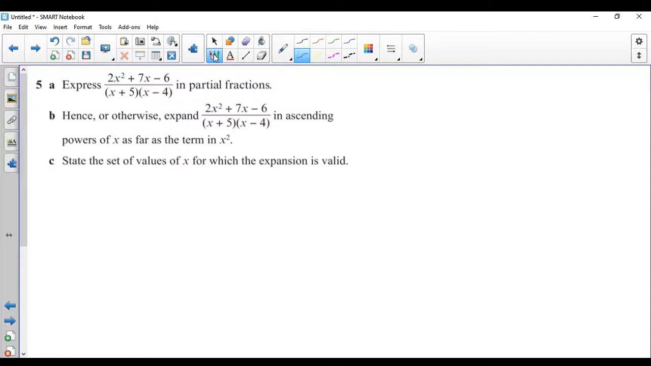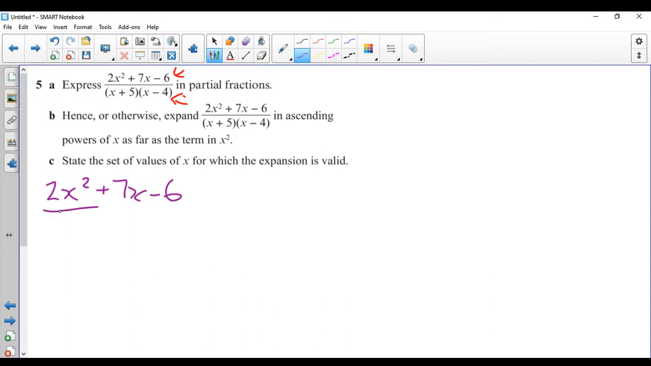Exercise 4C, question 5. This is a little bit of a trickier question, because if we have a look, I've got a quadratic on the top, the 2x squared. So that's a quadratic, but I also have a quadratic on the bottom, which makes this an improper fraction, not a proper fraction. So what we've got to think is, what do I get when I divide a quadratic by a quadratic? So 2x squared plus 7x minus 6.